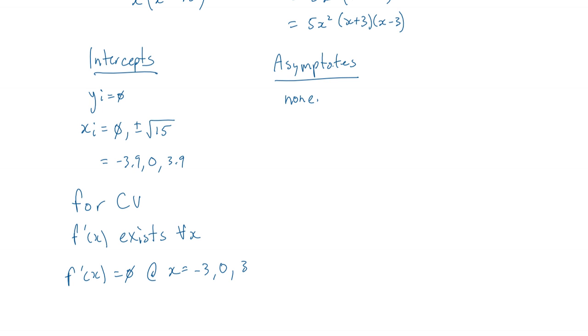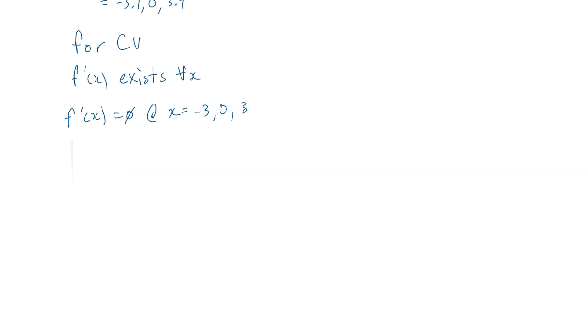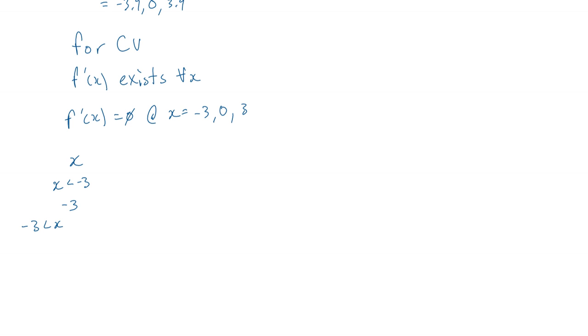Okay? Now what? Not quite. Yeah, our chart, right? Our first derivative chart. So organize this stuff into a table. Very good. So x less than negative 3, at negative 3, negative 3 less than x less than 0, at 0, 0 to 3, 3, and x greater than 3.